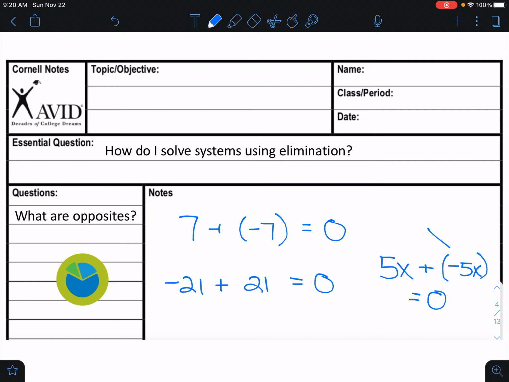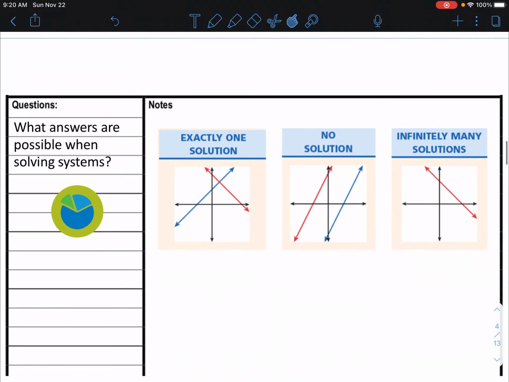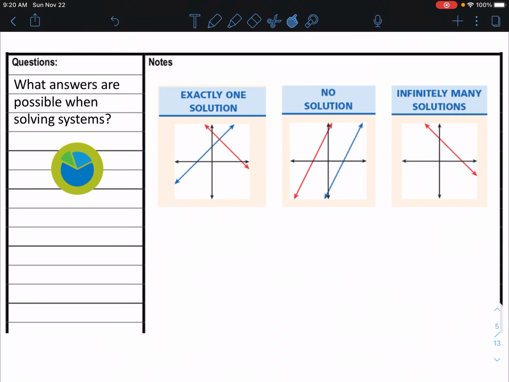So these are called additive inverses. We're just going to say opposites for now. And because we add them together, we get the identity, the additive identity, 0. And so they would cancel each other out. Okay. We're going to use that fact along with some other properties that we have discussed in some previous learning this year.